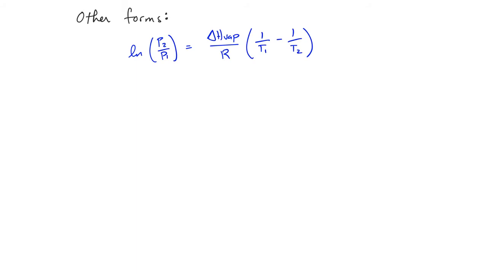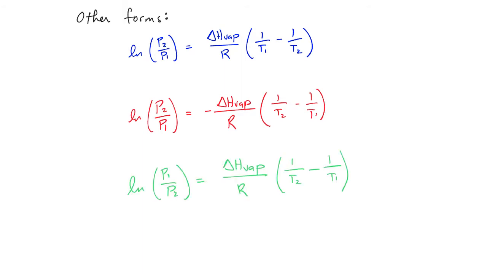Before we start, I just want to note that this is one form of the equation. This is another form, and this is yet another form. Changing the order in which the temperatures are listed creates a negative sign out front of the delta H. You can see it right here. Changing the order of the pressures, in other words, putting P1 over P2, creates a negative sign out in front of the natural log. Doing both offsets the negatives. So none of these equations are wrong, and sometimes you'll see one versus the other depending on what textbook or website you're looking at. Any of the three will work.